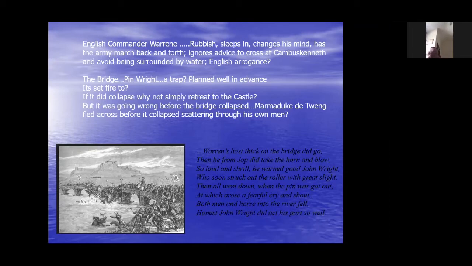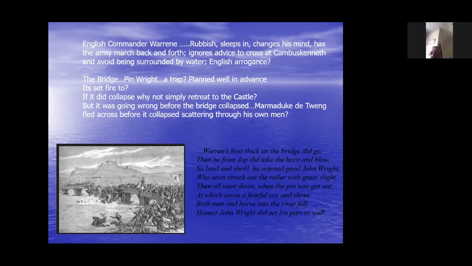Warren's host thick on the bridge did go. Then he from Jop did take the horn and blow. So loud and shrill he warned good John Wright, who soon struck out the roller with great sleight. Then all went down when the pin was got out, at which rose a fearful cry and shout. Both men and horse into the river fell. Honest John Wright did his part so well.